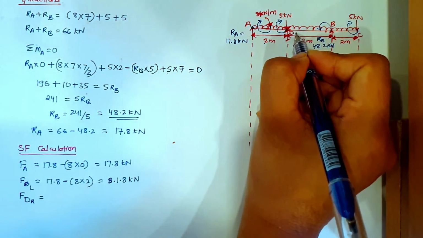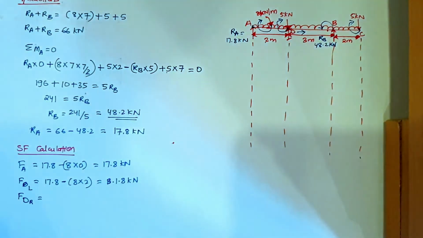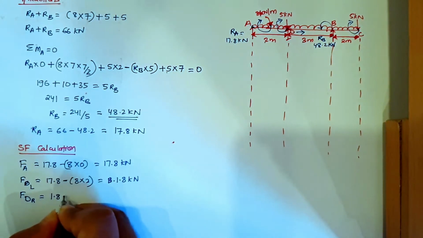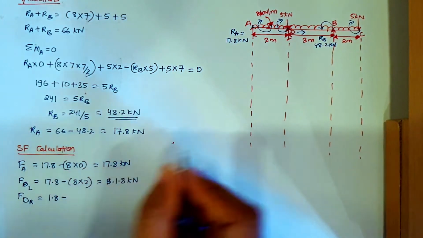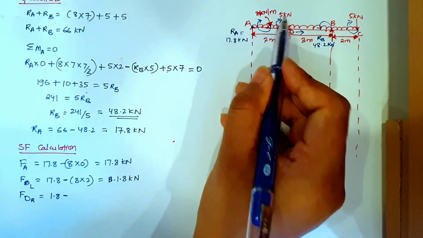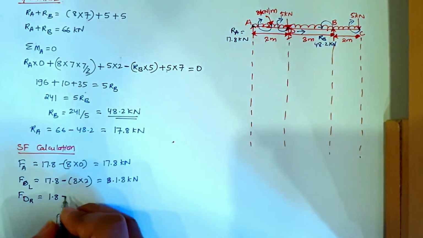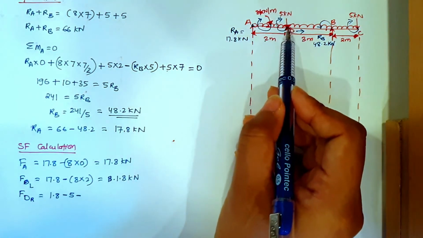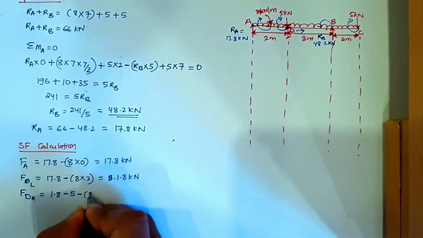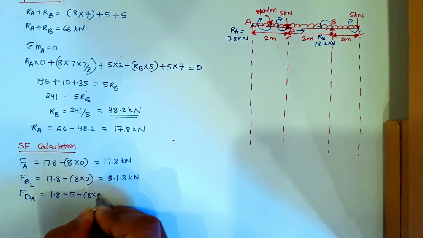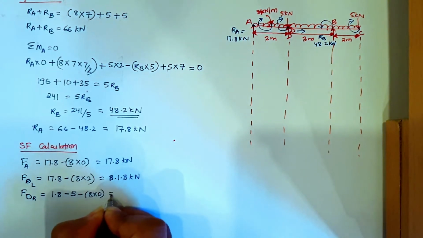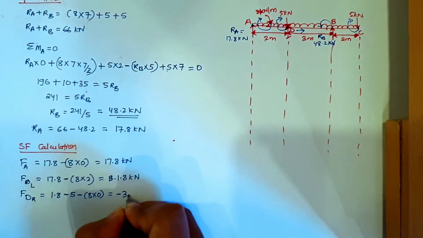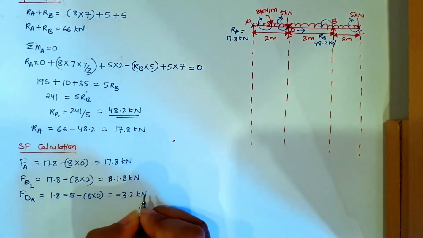Next we have force at D, right hand side of D. It will be equal to the last force that we got, which is 1.8, minus, now we have exactly a 5 kilonewton load acting on top of D, so minus 5, minus we have an 8 kilonewton load which is starting at D point, so 8 into the distance, which is 0. 1.8 minus 5 will be equal to minus 3.2 kilonewton.